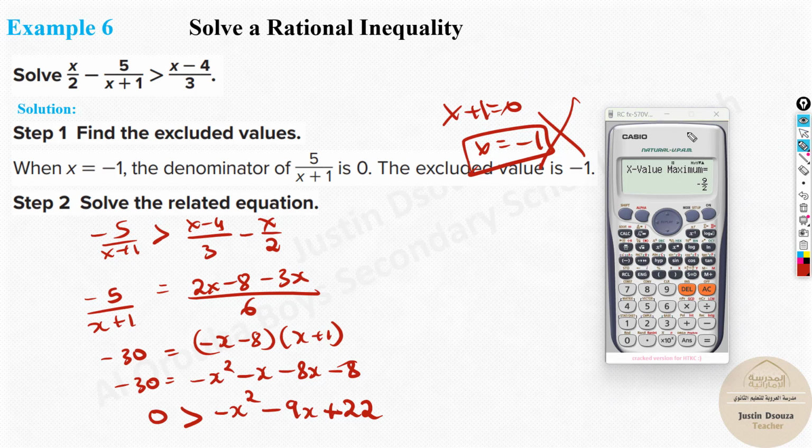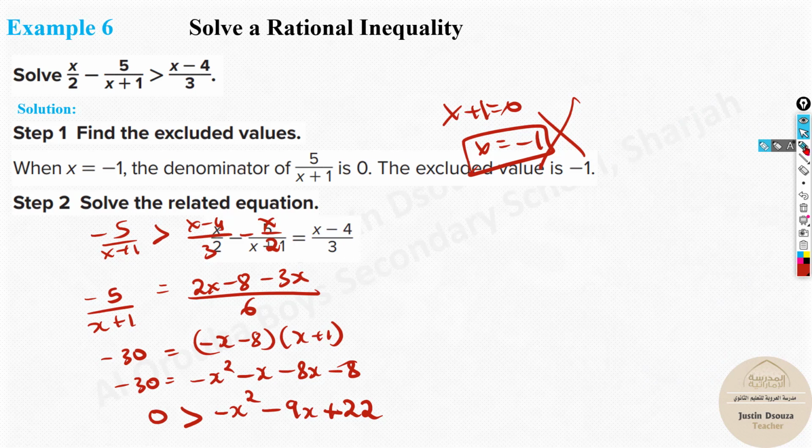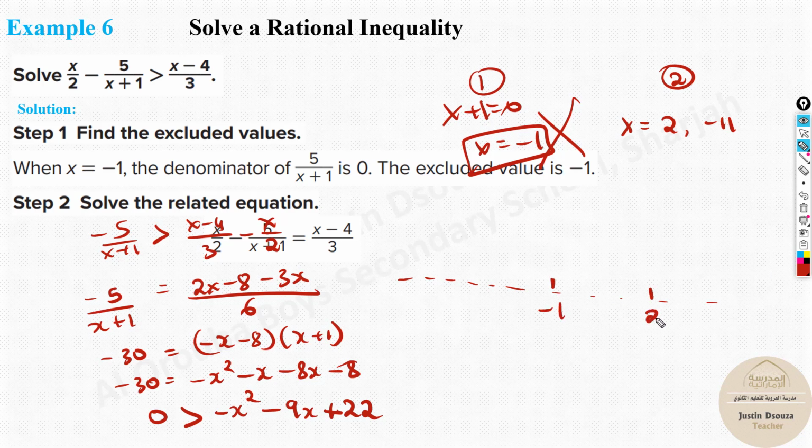So the x value we got is, let me just take this off. I'll write it over here: x is equal to 2, negative 11. Now, these are no good for us. This is the excluded value from step 1. This is from step 2, solving the equation. Now, the most important thing is making a number line and pointing out these points. Where are these points? Minus 1. If I take minus 1 over here, 2 will be somewhere over here, and minus 11 will be somewhere far off. So you have got 3 points here, isn't it?